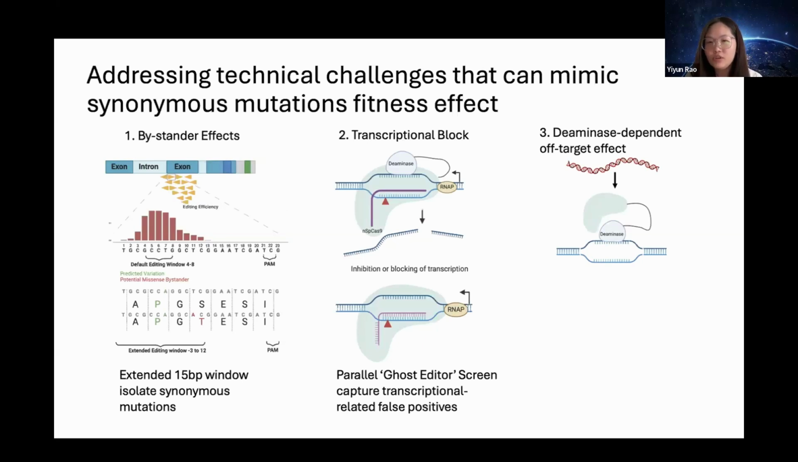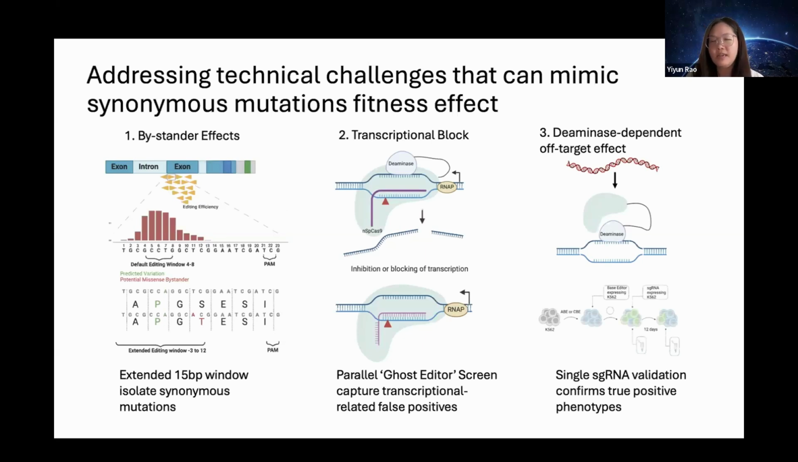We perform biological replicates in our screen, but most importantly, we do single sgRNA validation for all the hits we identified in our screen. And this is to directly confirm that the observed phenotype does not correspond to a random off-target effect. And all those improvements help us build a much cleaner and much more reliable framework for identifying true functional synonymous mutations.